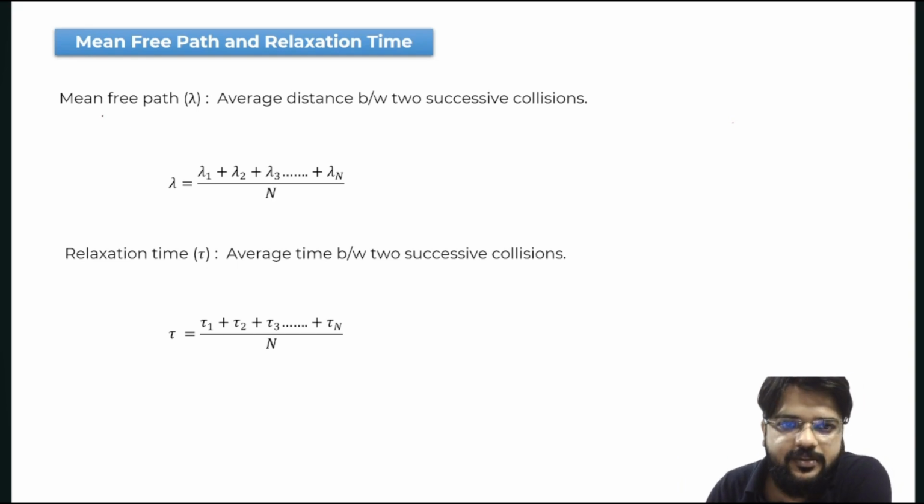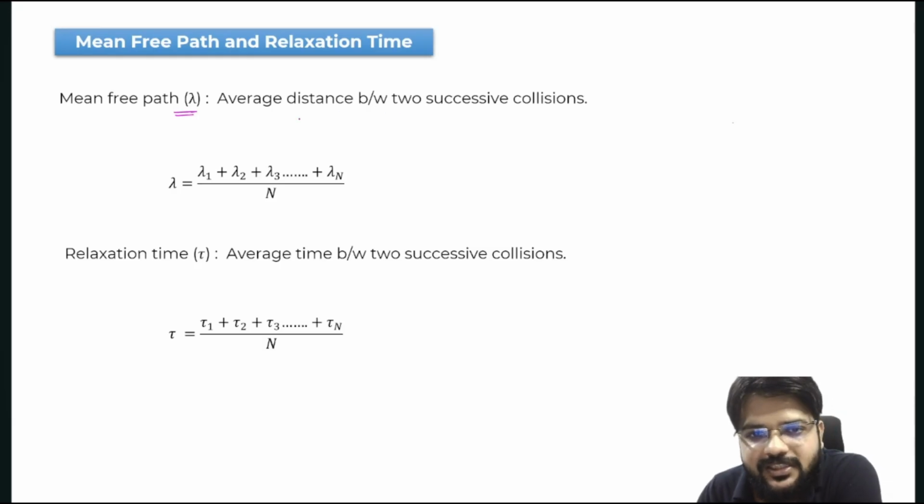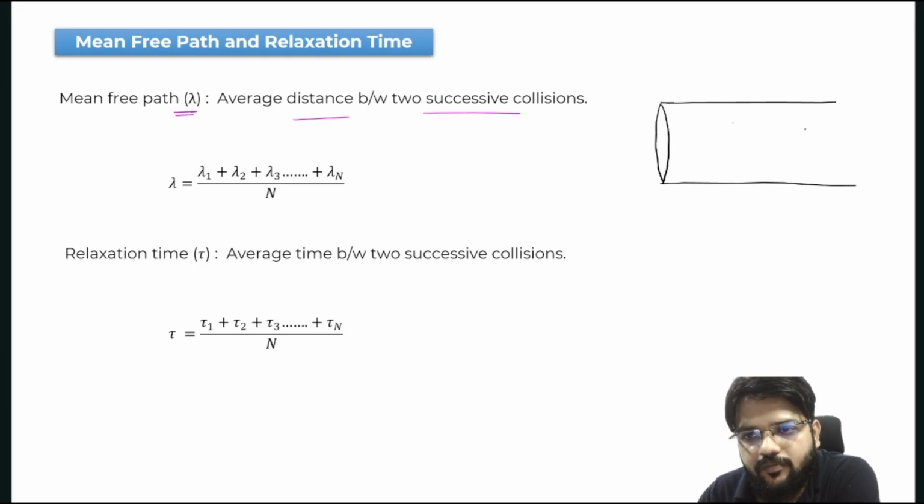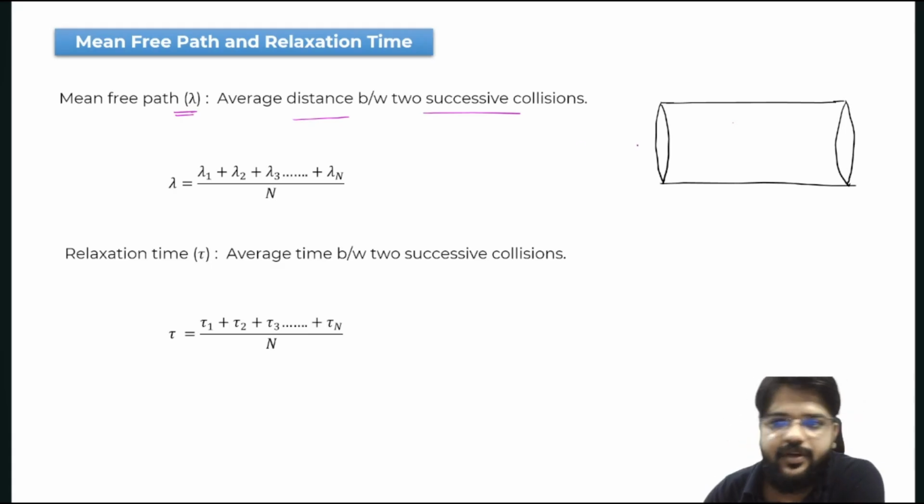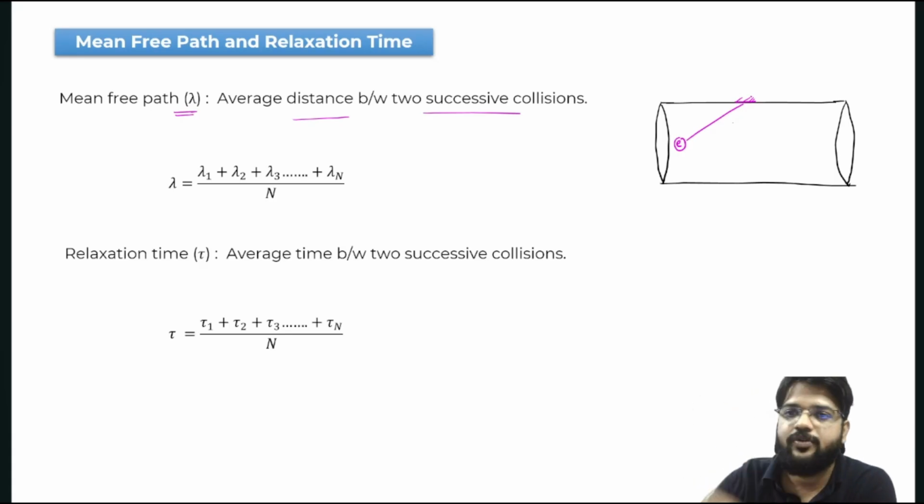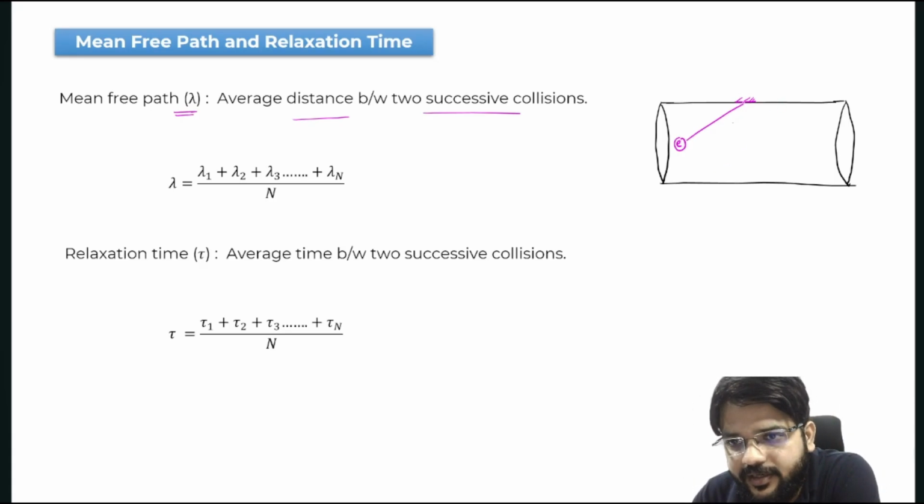So what is the mean free path? Mean free path we represent with lambda, and it is the average distance between two successive collisions, correct? Let's suppose here we have one conductor, and this is the electron. This electron is moving from here to here, and there is no collision here, correct? And collision is happening at this place. Let's suppose a proton is present here, so between this electron and proton there is a collision, correct?